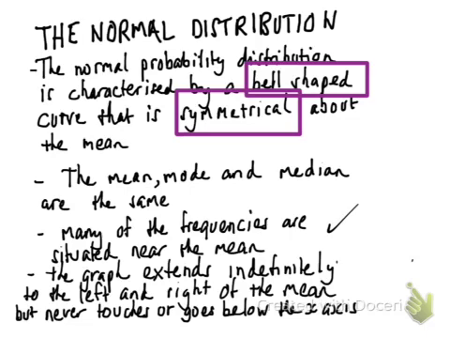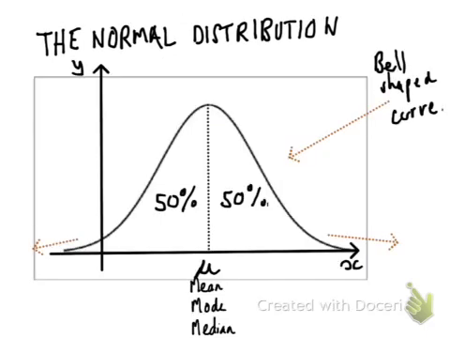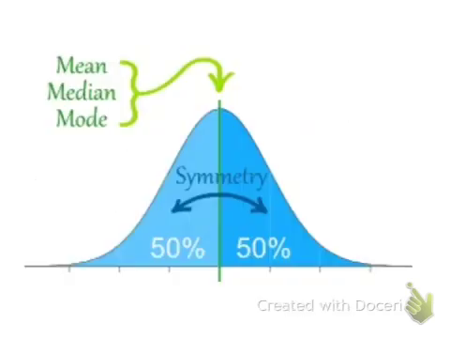The graph extends indefinitely to the left and right of the mean and never touches or goes below the axis. I've done my best to represent that here. Not too good on the right hand side, but it does keep on going and never touches the axis. So my arrows there, right and left, demonstrate that. Okay, just another way there, looking at the symmetry, 50% either side of the mean.